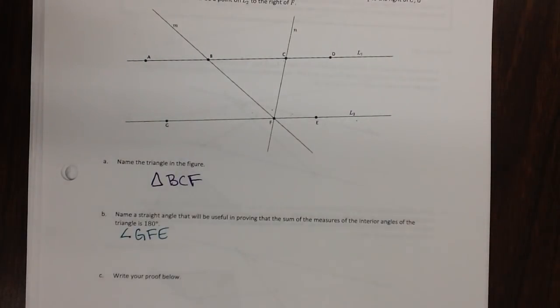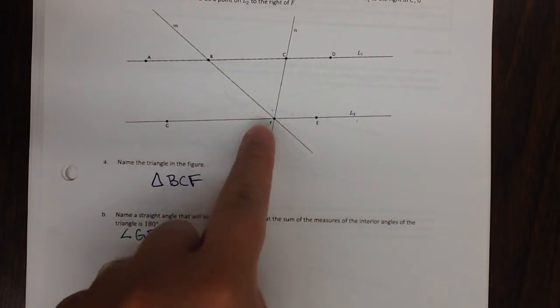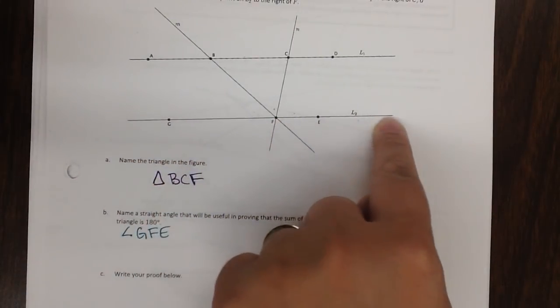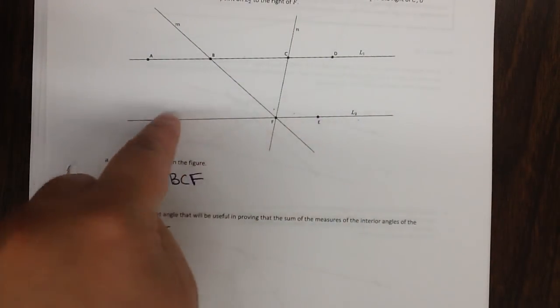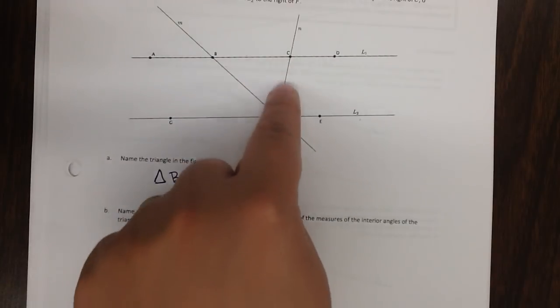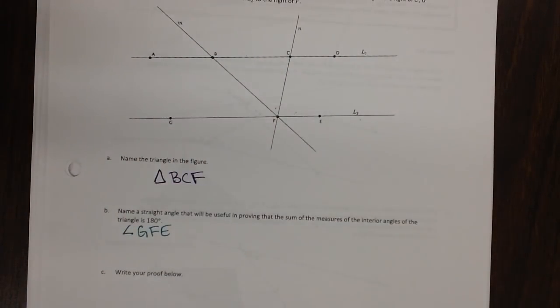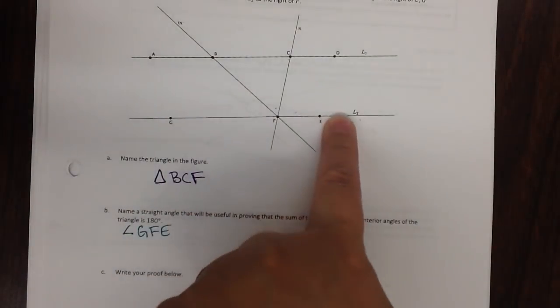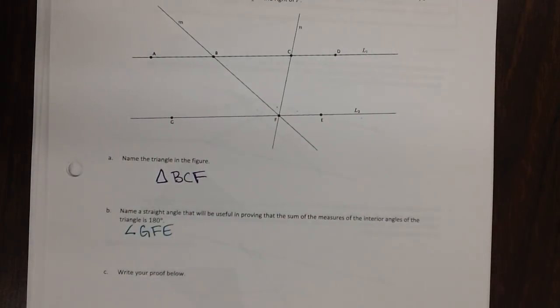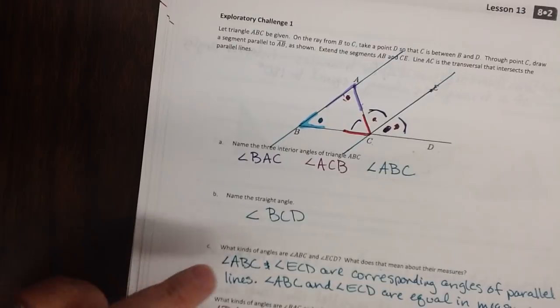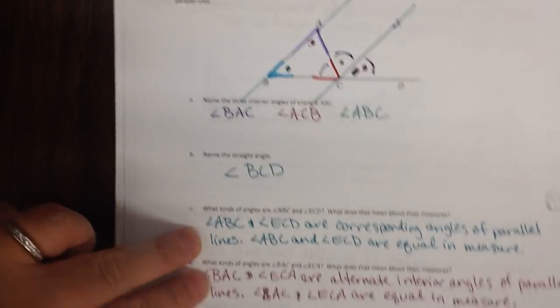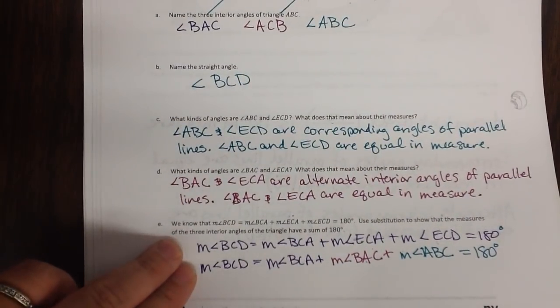Okay, and so our goal is to show that the sum of the measures of the interior angles of the triangle are equal to the straight angle. So one of the angles that make up the straight angle also has to make up the triangle. Okay, so that's why we picked this one. Now we're going to do what we did over here and find angles that are the same, like we did here, and then write this out.